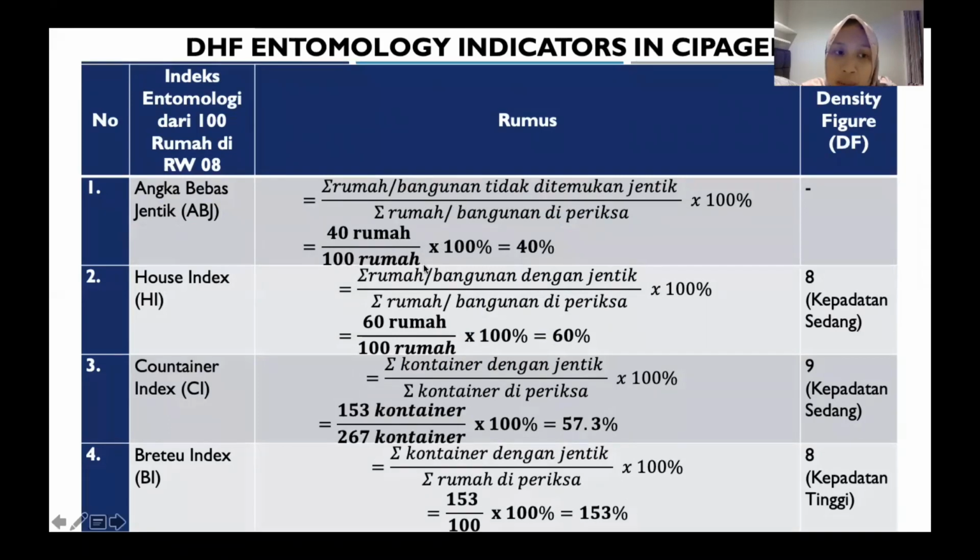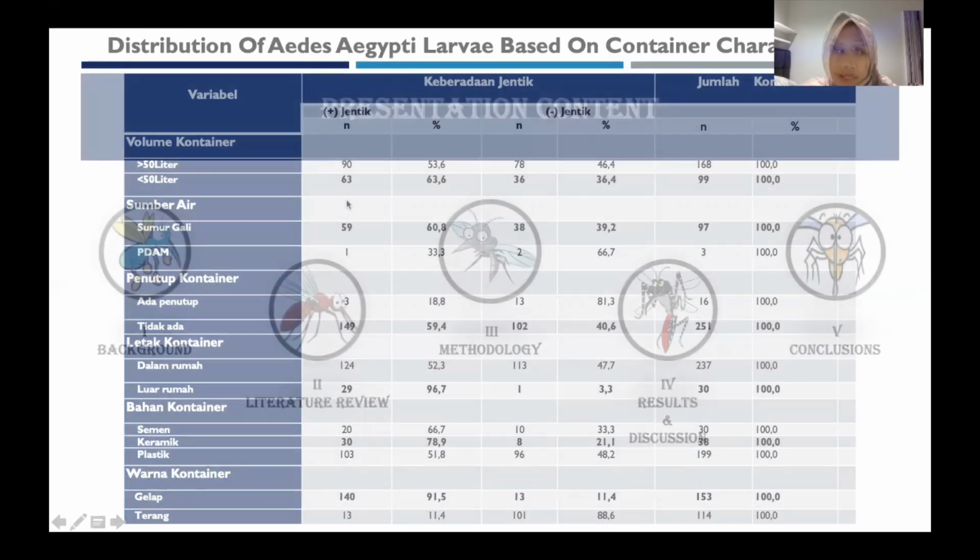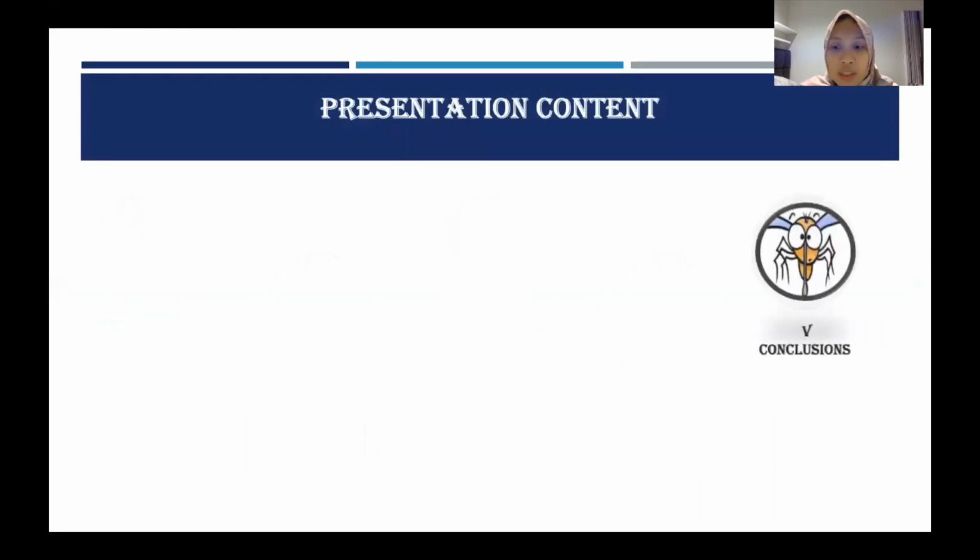Entomology indicators in CIPAGERAN. We count them by the larva free rate, house index, container index, and breeding index, by this formula. And this is the table of distribution of Aedes aegypti larvae based on container characteristics. And the last one, we talk about our conclusion.